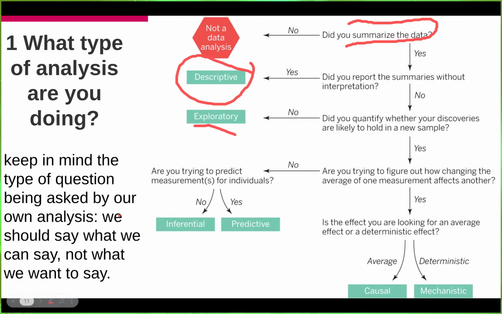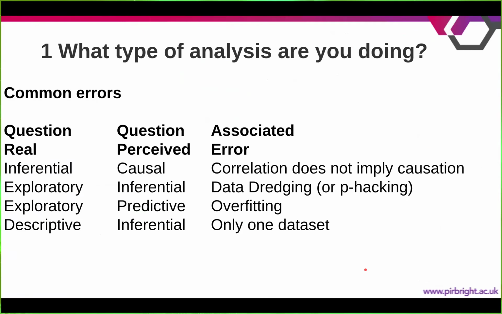So we have to think about this point from their work, and we should think about what we can say, not what we want to say. And it's very important. Often we want to jump down here to causality, but often we don't really have the data to say that. So that's the first major error, that we have a perceived question about causality, whereas we're looking at inference, and when we were looking at associations. But given the complexity of many phenomena that we all examine, we have to be very careful about that.